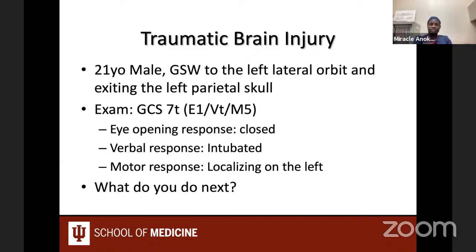So what kind of CT do you want? Do you want a CT of the chest? Do you want a CT of the head? Do you want a CT of the spine? What are you guys thinking? Head CT, that's very correct.